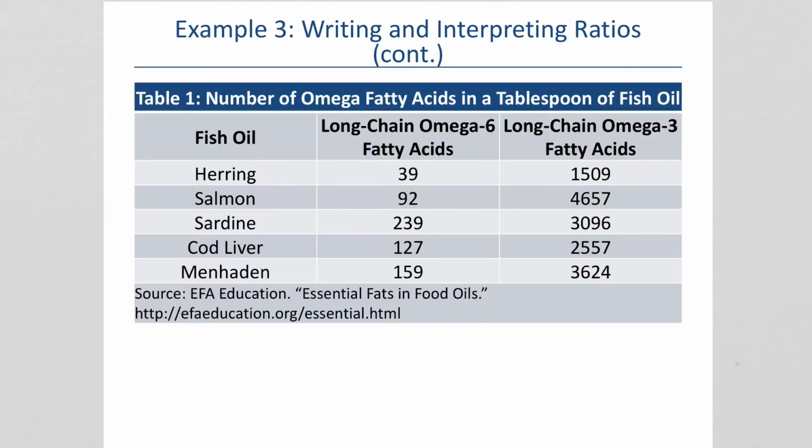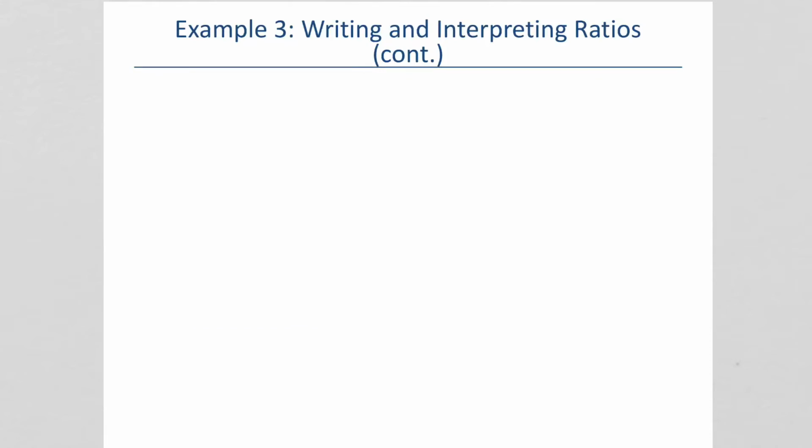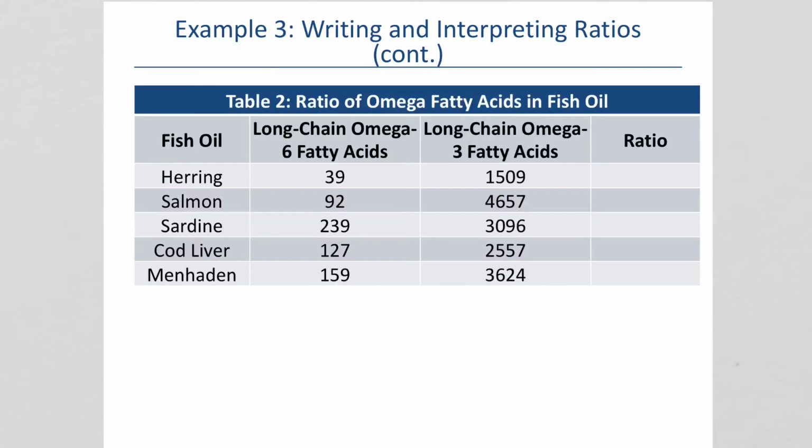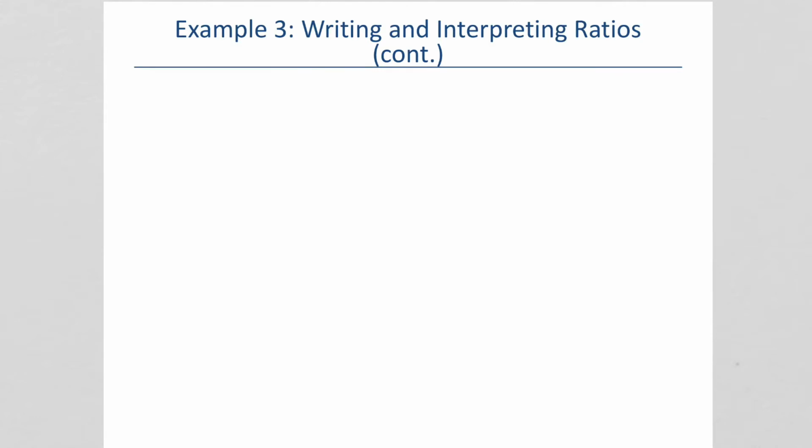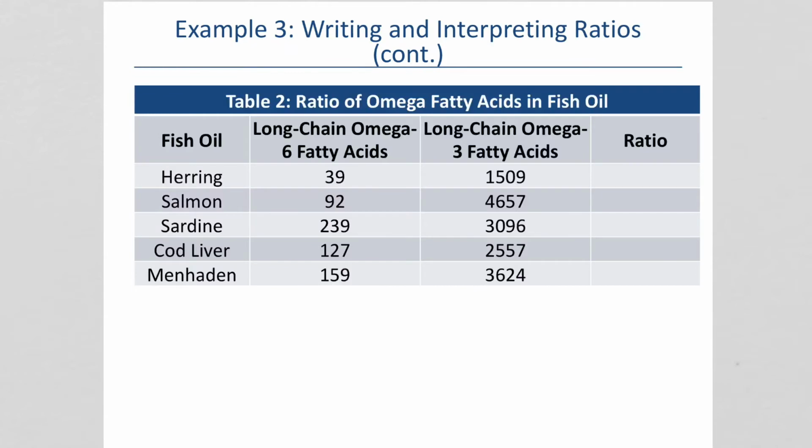So here we've got some information about the omega-6 and the omega-3 fatty acids in each of these types of fish. And it's asking us, write a ratio for each so that they can be compared to the given ratio for the farm-raised tilapia.